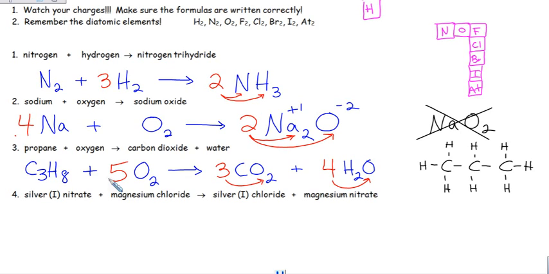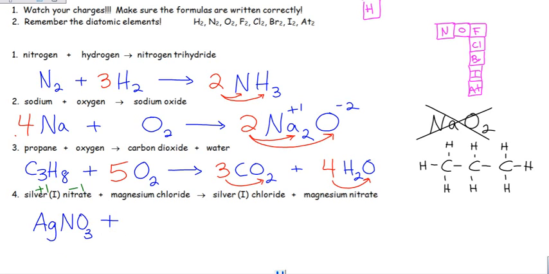The last one listed here has lots of formulas. Lots of ionic formulas. So you got to be a little careful with your charges. Silver 1 means silver is +1. Nitrate is the polyatomic -1. Oh, I like that. Silver, nitrate. It's balanced.